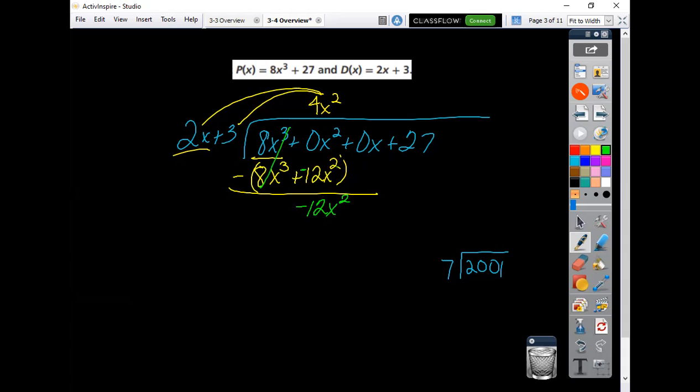So you can think of it as adding or subtracting. If I want to add the opposite of 12x squared down, I would have negative 12x squared. I don't need any x's yet, but I still have that 27 that I also need. Continuing from there then.